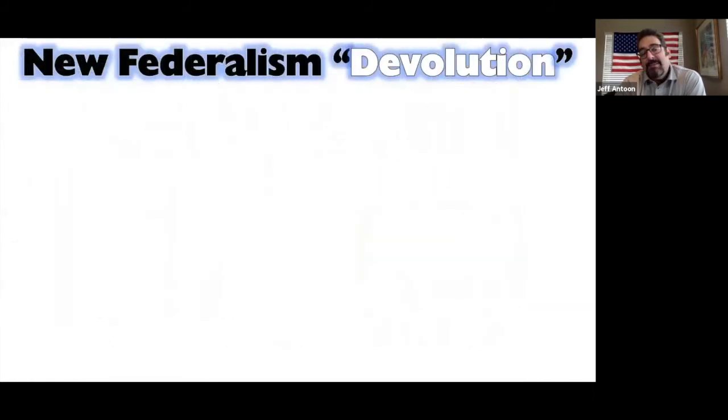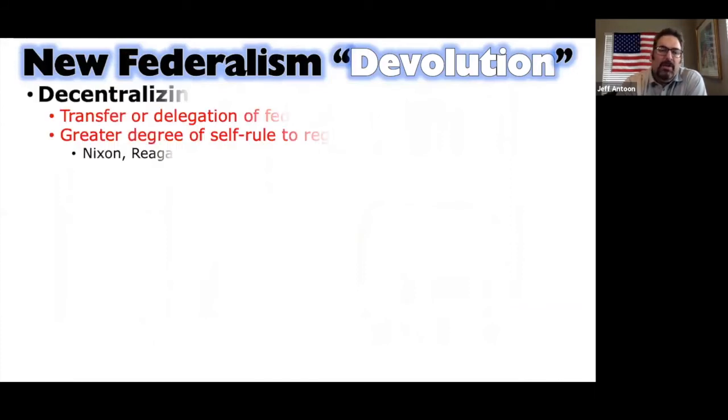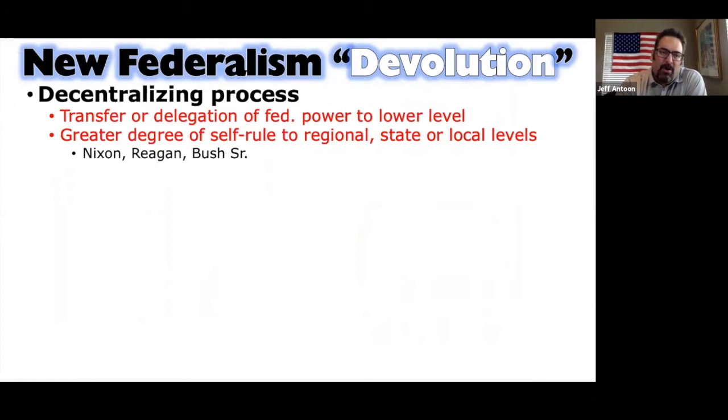And lastly, the last kind of half part of types is called New Federalism or devolution. This is decentralizing the process, transferring and delegating federal power to the lower level. They're saying to the states, because conservatives want to go back to that Confederate idea that states had more power, states, you can have more power. You have more self-rule. And this is done under Nixon in the 70s, Reagan in the 80s, and Bush Sr. at the end of the 80s, early 90s. And again, you're seeing this.